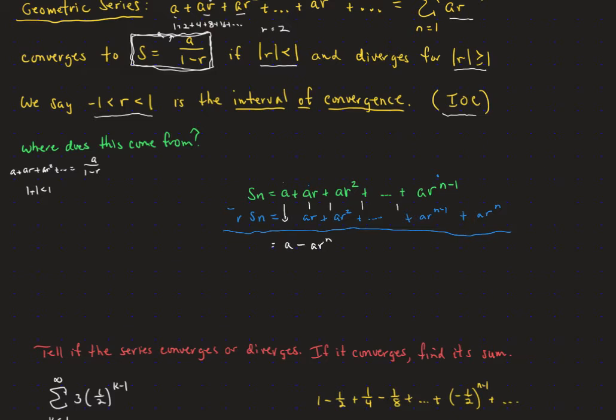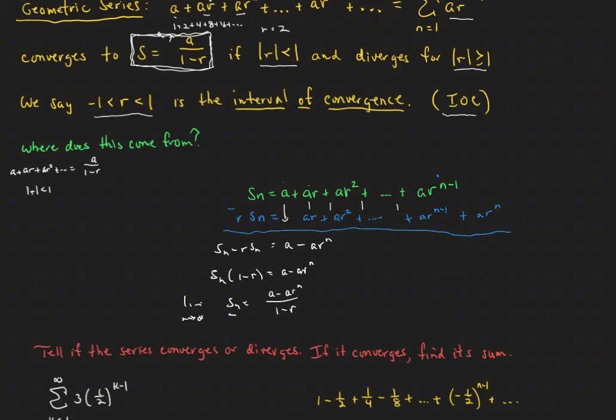Now, on the left side, we have s sub n minus r s sub n. So on the left side, we'll factor out that s sub n, leaving the 1 minus r, and then we will divide that over. So we're going to get s sub n is a minus ar to the n all over 1 minus r. Now this is a finite sum right there, so we say, well, what happens if we take the limit as n goes to infinity?